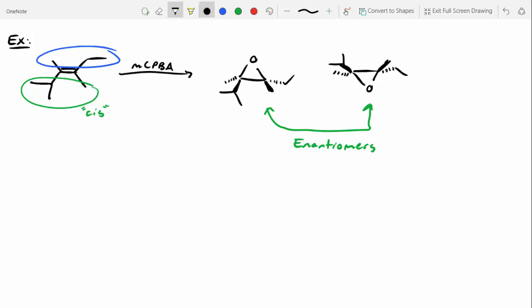There was a big problem for a long time because anytime you did an epoxide reaction, you would always get a mixture of enantiomers. However, in the 90s and late 80s, there was actually a route developed where you can form one enantiomer over the other. So I wanted to briefly present this.